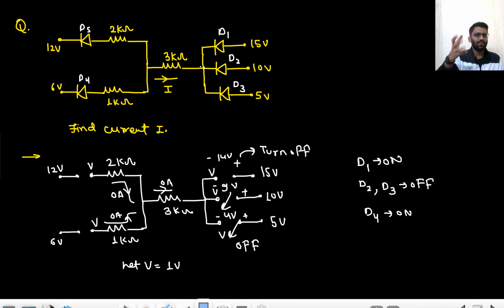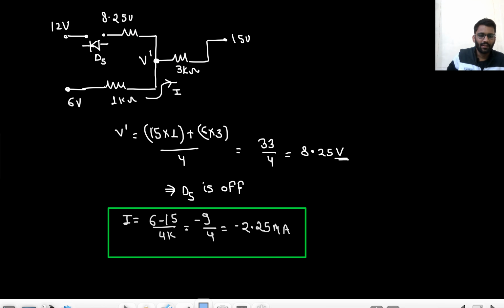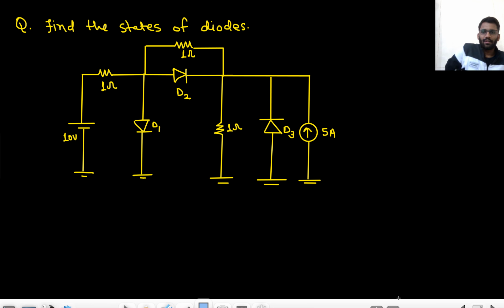In the exam, you will solve this problem very quickly. You will see that only 15 will turn on, and because of 15, 6 will turn on. So you will solve this problem very quickly. Here I am explaining, that's why it is taking time. Okay. Let's solve the next problem. This was a very good problem actually.